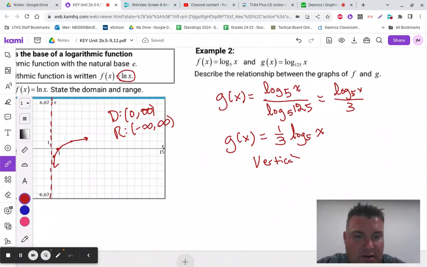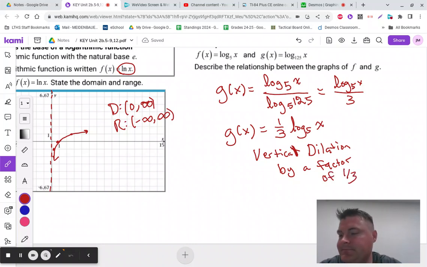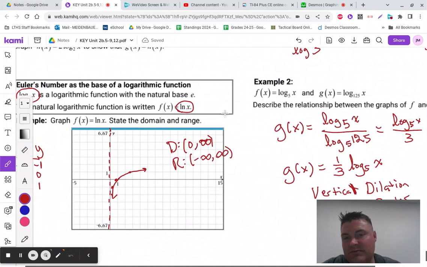That's not how I write dilation. It's supposed to be an L, by the way. By a factor of 1/3. Okay, and that's going to wrap up this video.